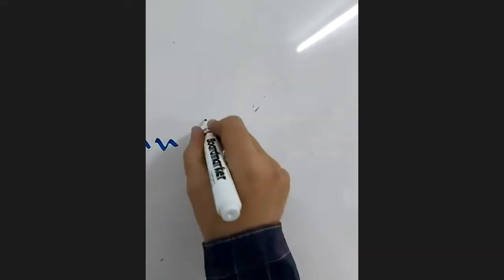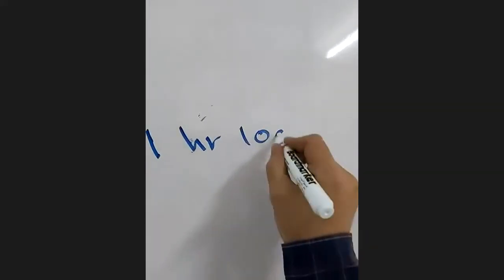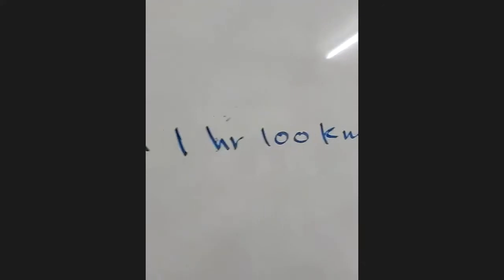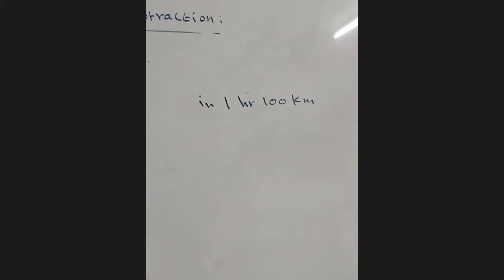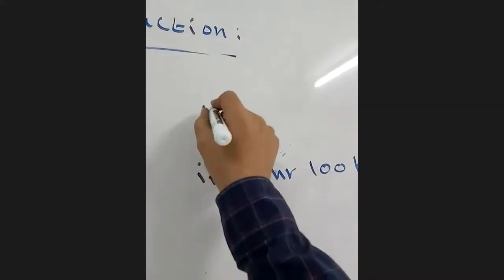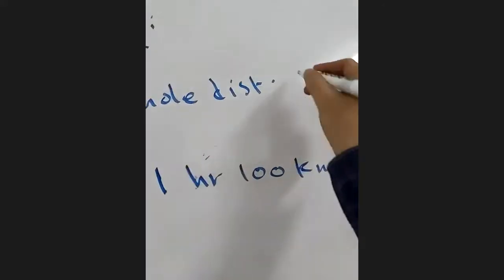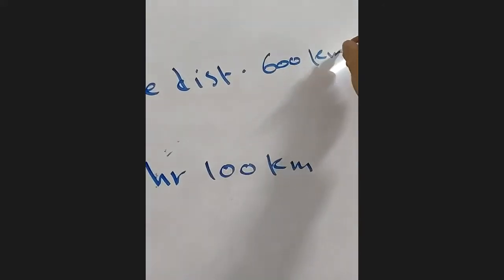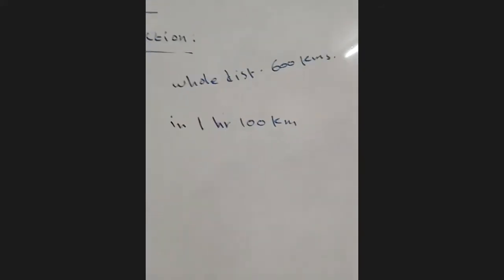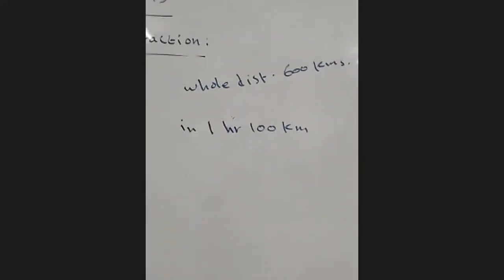Look here. Now, in 1 hour you can travel, let's say, 100 kilometers. Okay? In one hour, you can travel 100 kilometers. But if the whole distance you need to travel is 600 kilometers, how many hours do you need? 6 hours. How did you get it?